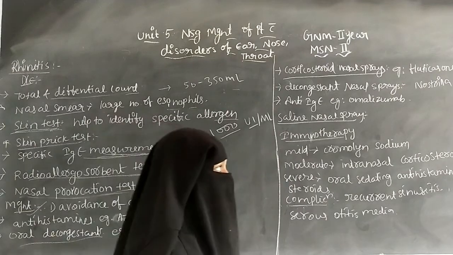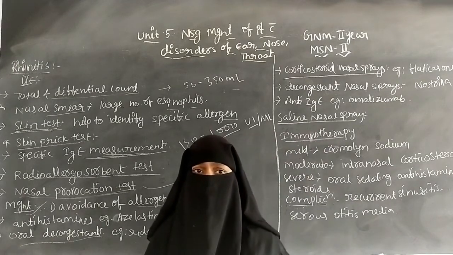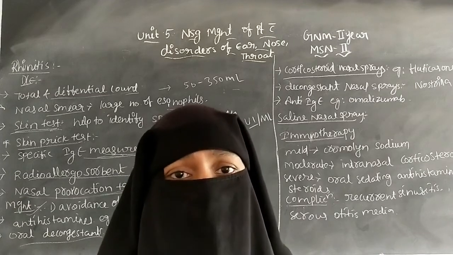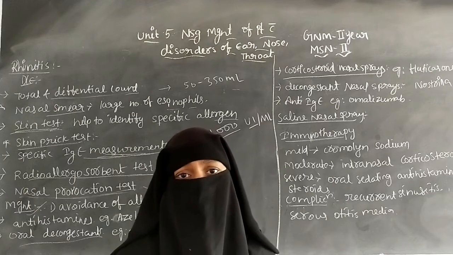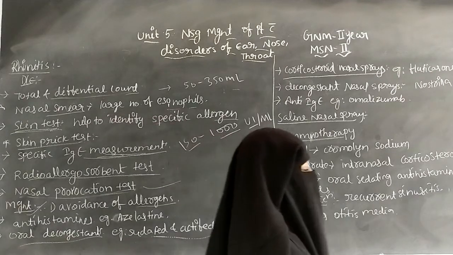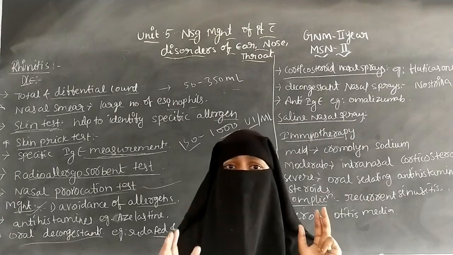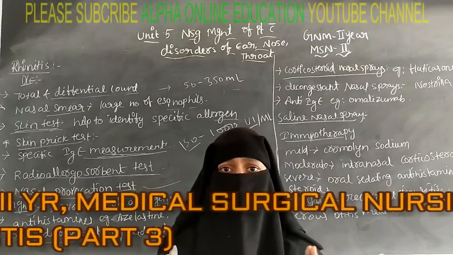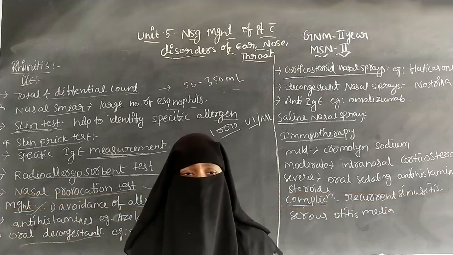And the next one is assist the patient's need for sleep. Because of this rhinitis, the patient may have discomfort and no sleep. So the nurse has to assist the sleeping pattern of the patient, and provide a comfortable and quiet environment. The patient has to be in a quiet environment, and the environment should be comfortable. So by this we can improve the sleeping pattern of the patient.